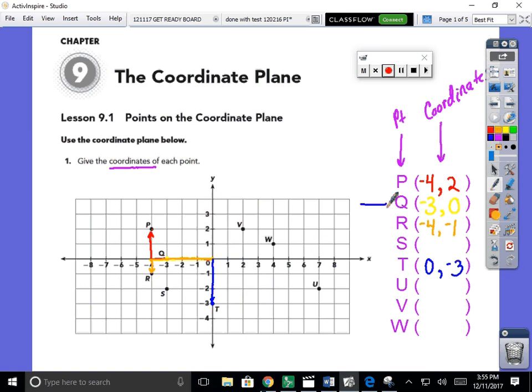Notice how tricky these could be, point Q and point T. The only difference here is that one of them starts with the -3 and ends with the 0, while the other one is the reverse. It starts with 0 and goes -3 down. So you have to be careful again. Order matters in a coordinate pair.